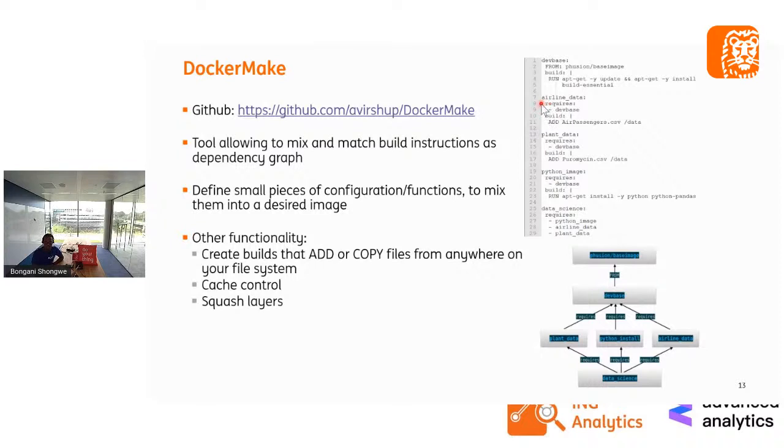And for Docker Make, you'll have this requires to indicate that it's based on top of this other image. For example, here we have this final image called dollar signs image. And it requires this Python image, airline image, and plant image. And when you run Docker Make, you can actually see that you get this dependency graph. So here we have the dollar signs image, and it knows that it requires those three above images. And those three above images require that one, dev base. And dev base is based from Fusion/base image.